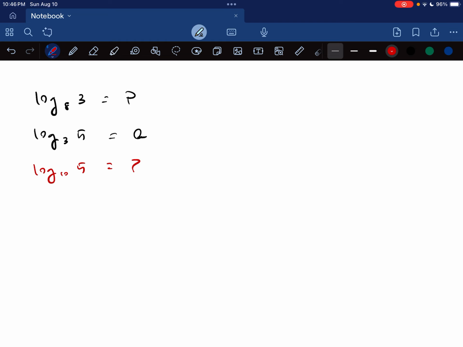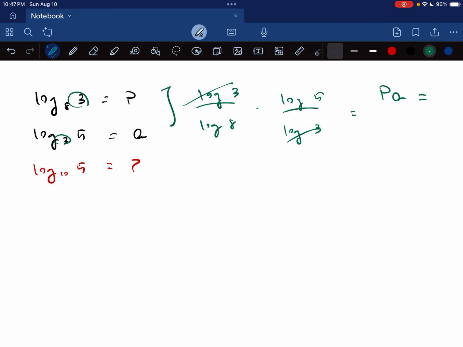Just to start this problem, out of curiosity, I'm going to do p times q. Because you see a 3 here and a 3 here, you can probably use the change of base formula to get log 3 over log 8 times log 5 over log 3. And you can cancel this to get pq. pq is equal to log base 8 of 5. This doesn't really give us anything right now, but it's pretty interesting to look at.